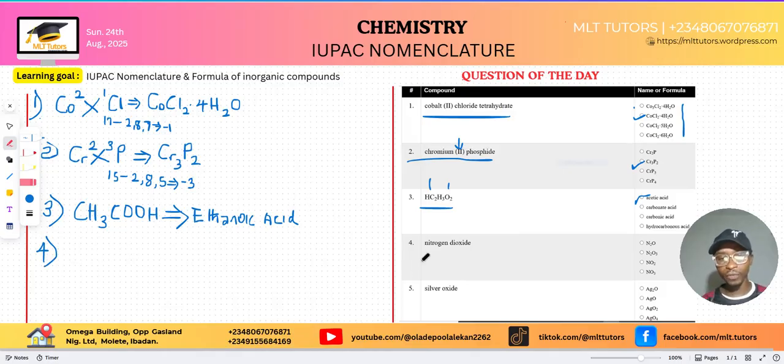Then in question 4, here is question 4. Nitrogen dioxide is quite simple, just as if you are saying carbon dioxide, CO2. So nitrogen dioxide should just be NO2. It's just as simple as that. Do we have that in the options? Yes, that's the third option. Okay, let's pick our answer.